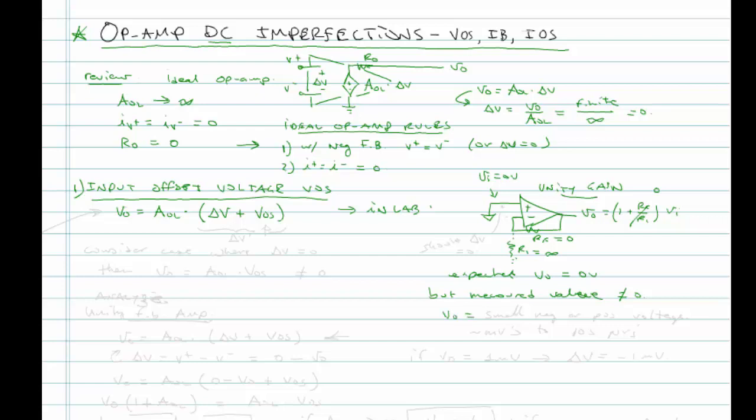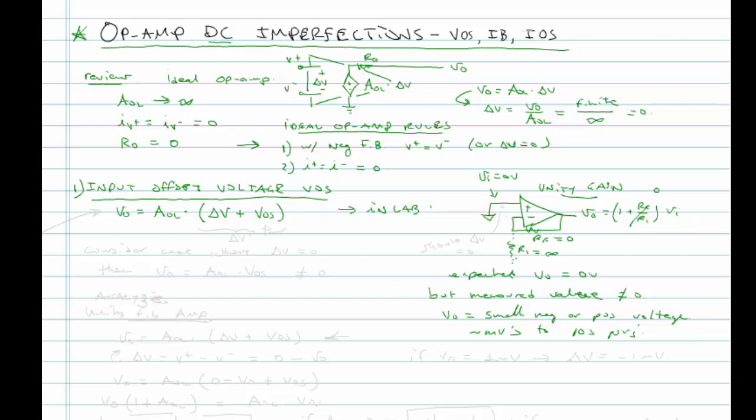VO would be equal to a small negative or positive voltage. And when I say small, it varies on the op amp, but it could be on the order of a couple millivolts, to perhaps as low as tens of microvolts. Your common low-cost popcorn op amps, like an LM358 or 741, you'll measure a voltage that could be as large as a couple millivolts.